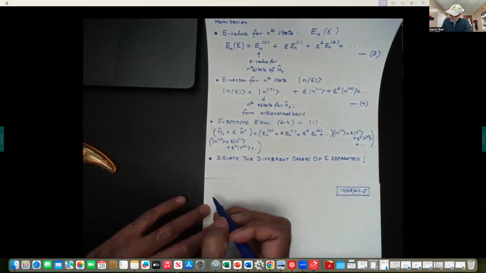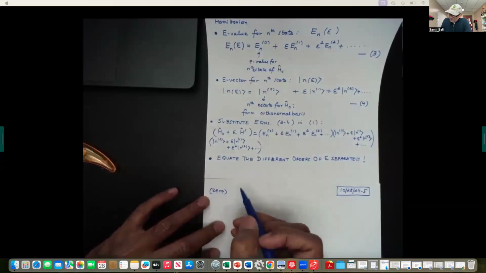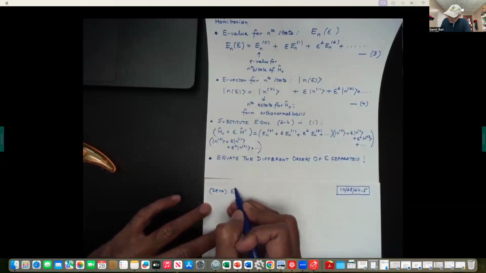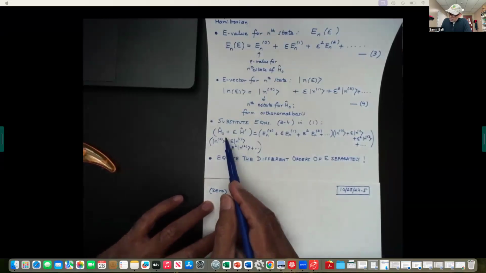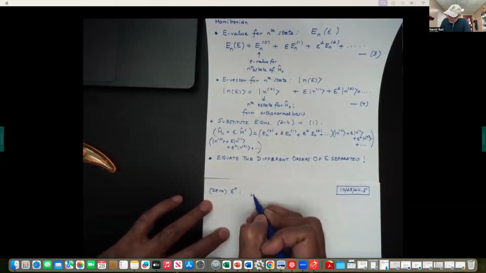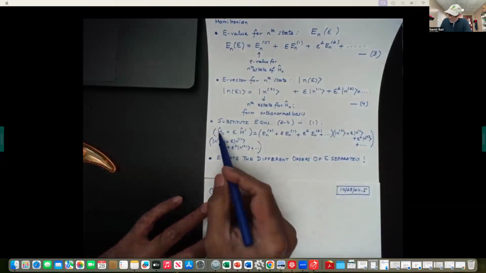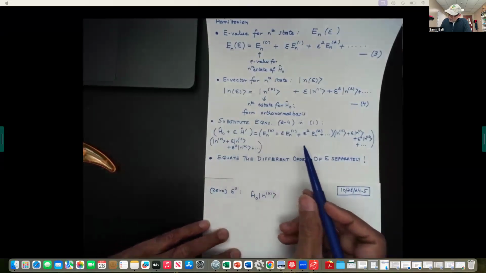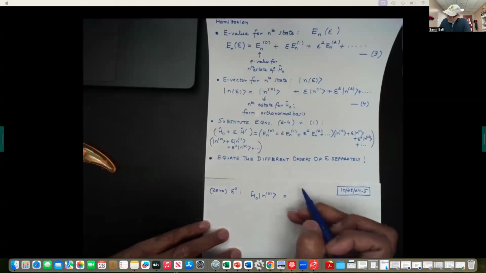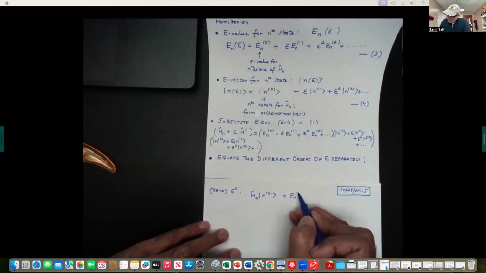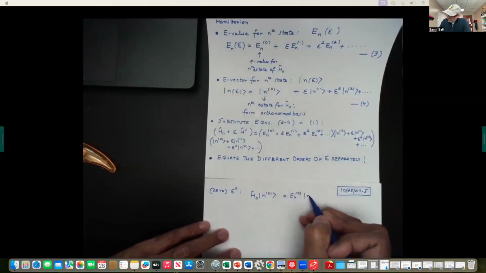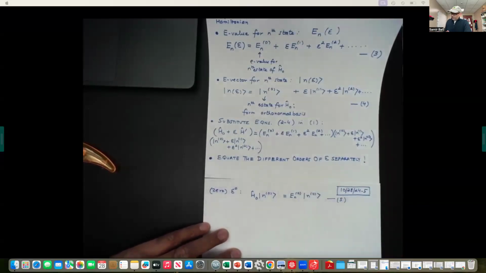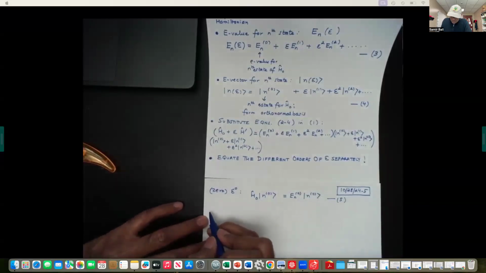Okay, equate the different orders separately. So let's do the 0th order, right? So this would be epsilon to the 0, or 1. So I have H naught acting on n naught on the left-hand side, and on the right-hand side, I just have the first term, En naught. So this is just your unperturbed eigenvalue equation.